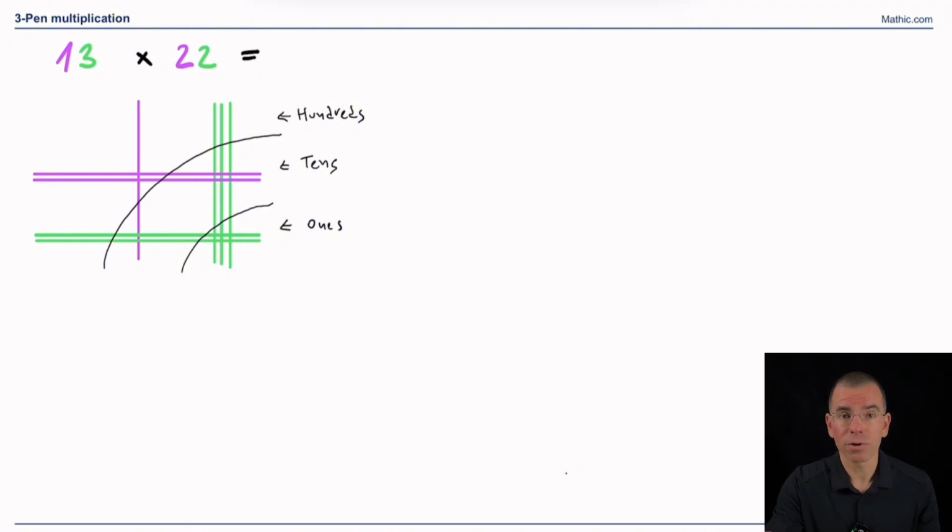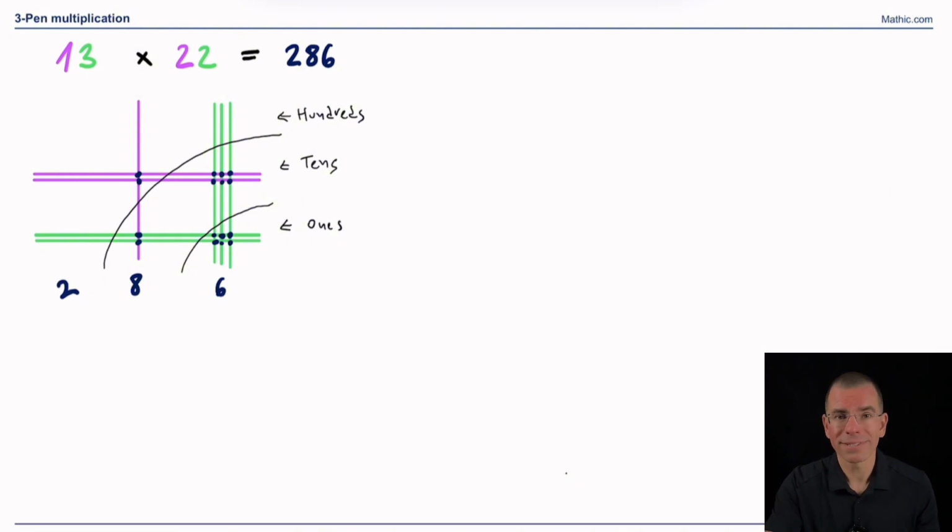Let's start counting from the right bottom corner to the left. There are 6 intersections of green lines, so we have number 6 at the position of ones in the final result. There are 8 intersections of green and pink lines, so we have number 8 at the position of tens. And finally, there are 2 intersections of pink lines, so we have number 2 at the position of hundreds in the final result. To sum up, 13 times 22 is 286.